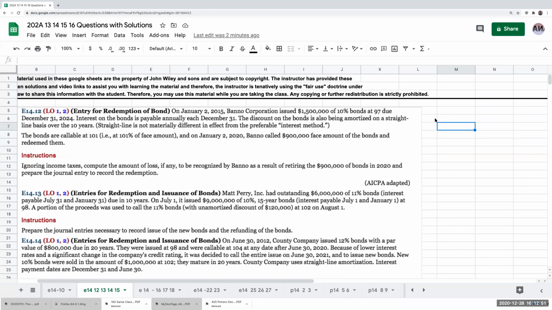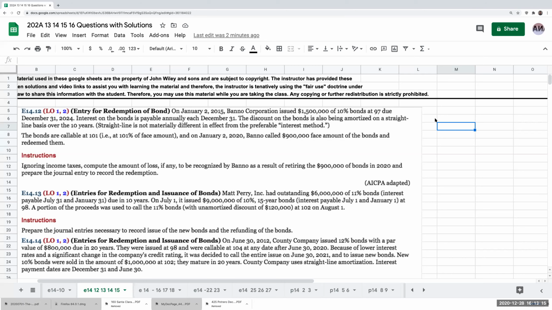So the bonds are callable at 101. And on January 2nd, 2020, Banno called $900,000 face amount of the bonds and redeemed them. Ignoring income taxes, compute the amount of loss, if any, to be recognized by Banno as a result of retiring the $900,000 bonds in 2020 and prepare the journal entry to record the redemption.